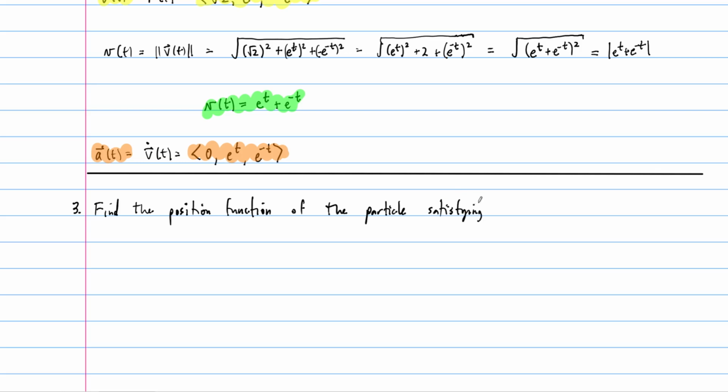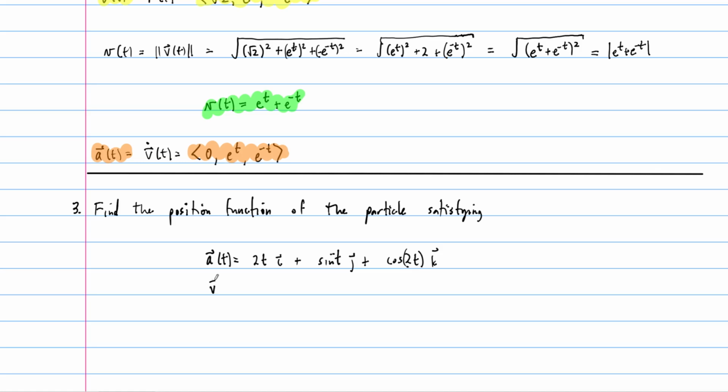So, satisfying the following information: we're given that the acceleration function is 2t i plus sine of t j plus cosine of 2t k. And we're given some initial data on the velocity and the initial position of our particle.